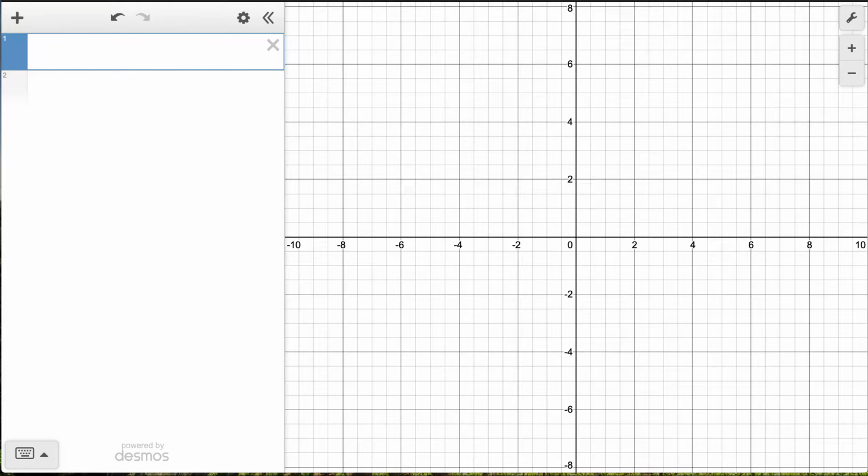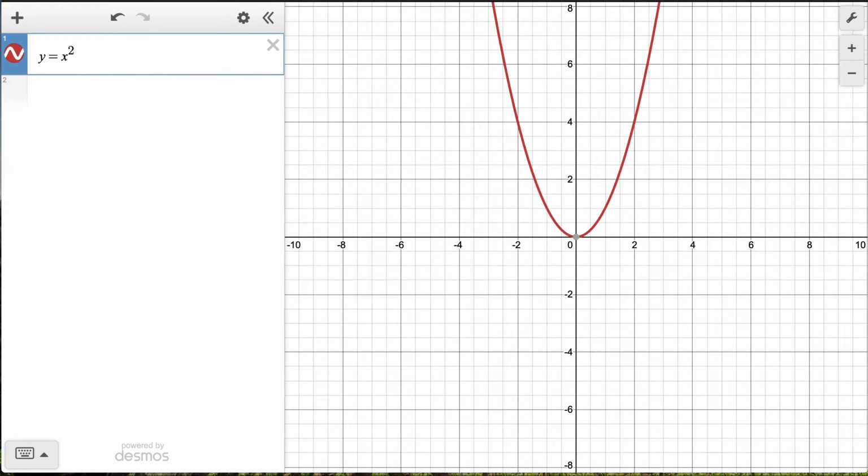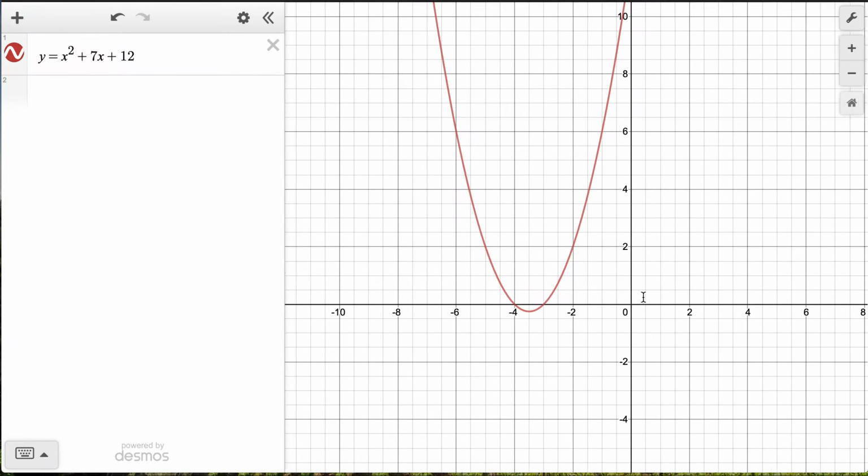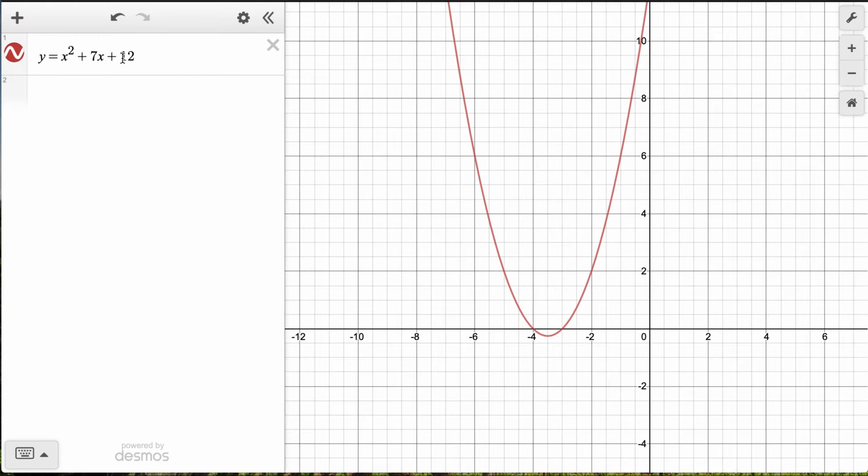So what we're going to do today is to actually plot x squared plus 7x plus 12. Okay, so y equals x squared plus 7x plus 12. That was the first example that I did, x squared plus 7x plus 12 equals 0. And the answers, if you recall, were -3 and -4.